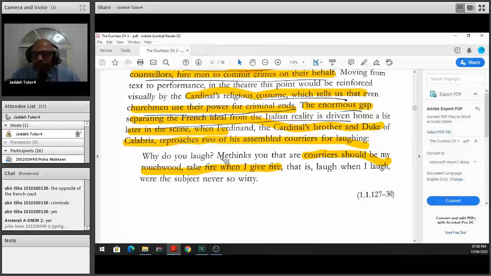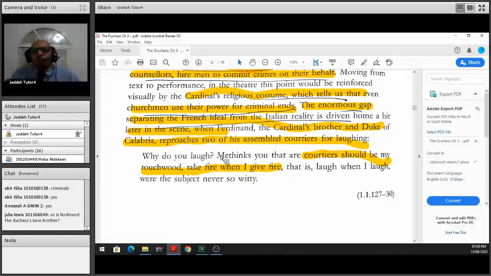If I take fire, you should be my touchwood. Take fire when I give fire. Okay, which means, as my courtiers and advisors, you only give what pleases me.